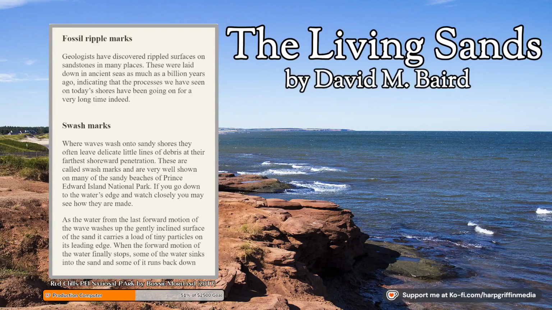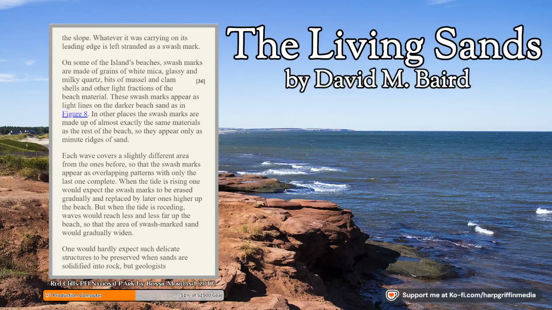When the forward motion of the water finally stops, some of the water sinks into the sand, and some of it runs back down the slope. Whatever it was carrying on its leading edge is left stranded as a swash mark.